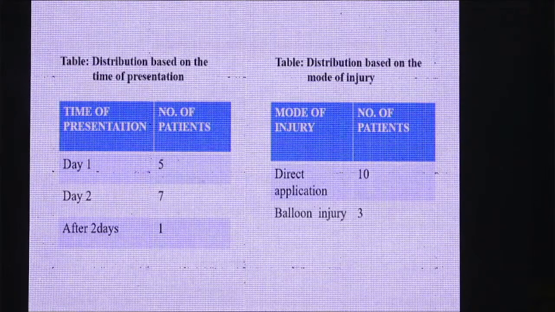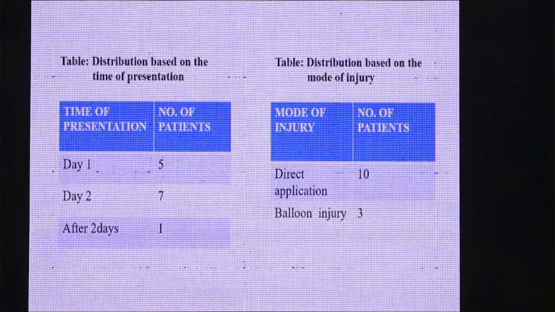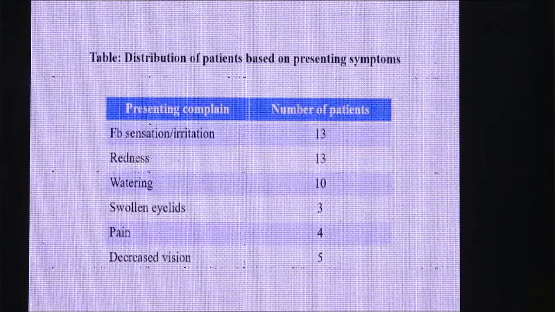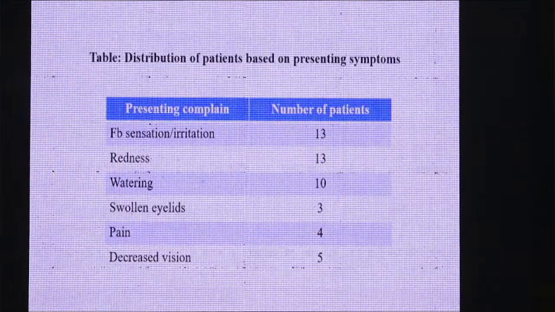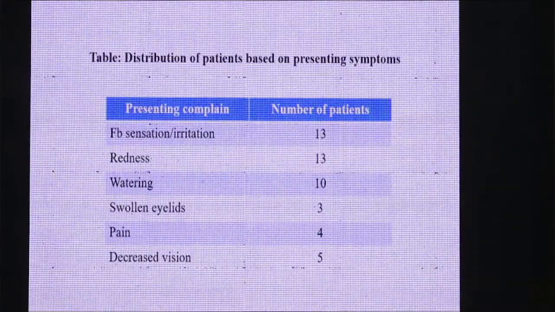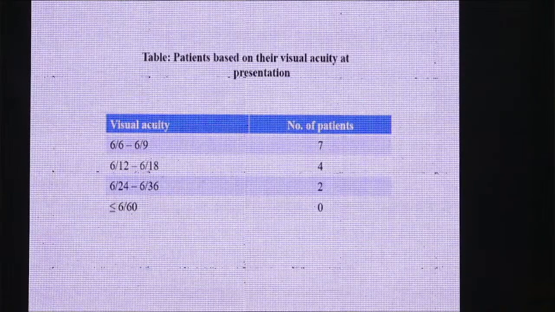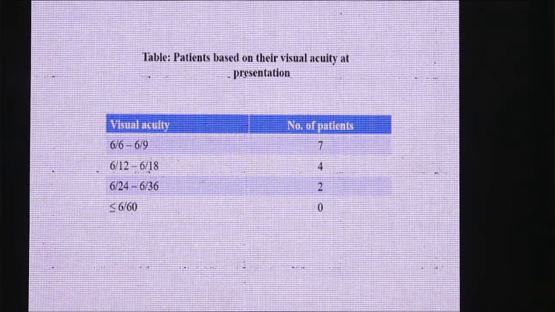Most common mode of injury was direct application of the colors which entered directly into the eye. A balloon injury was noted in 3 of the patients. Most common presenting symptom was foreign body sensation or irritation and redness, followed by watering and swollen eyelids, pain, and decreased vision. Visual acuity in most of the patients was between 6/6 to 6/9. Two of the patients had vision between 6/24 to 6/36.